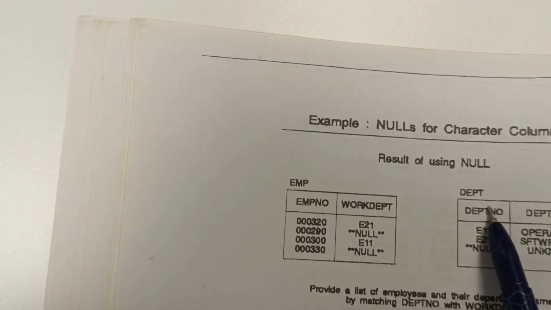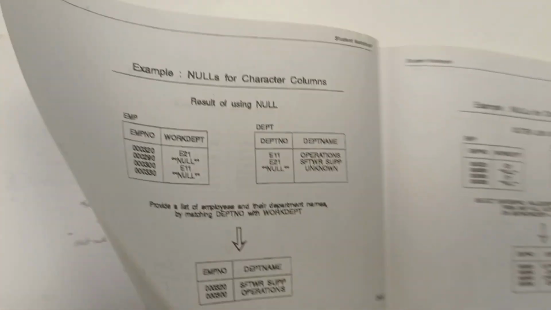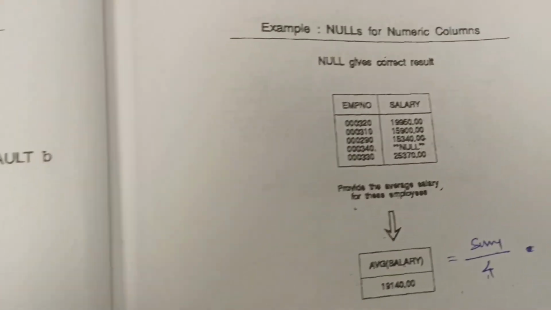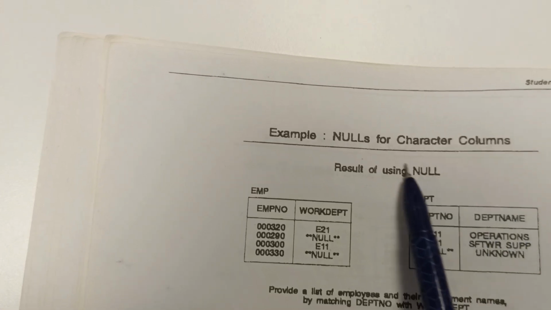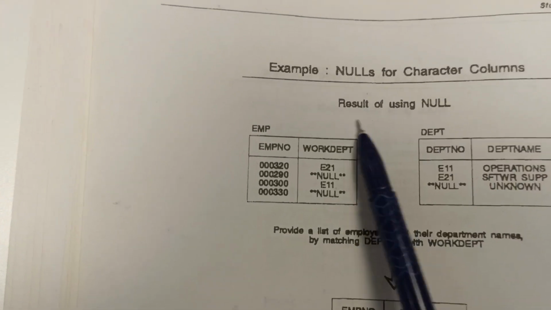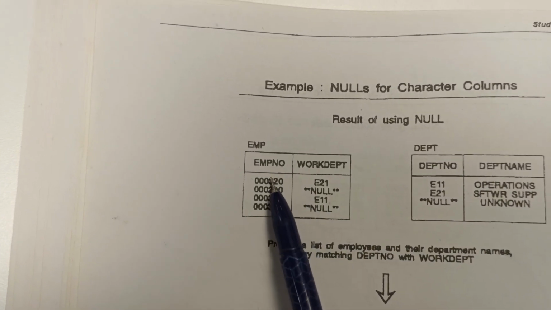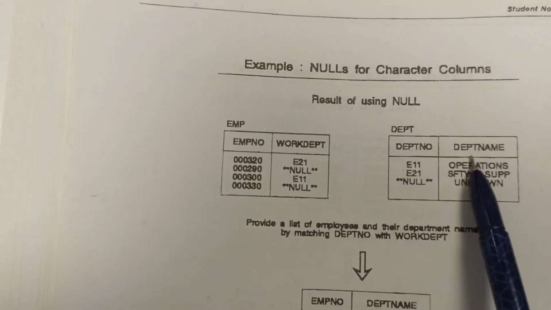And similarly for a character column. Earlier we saw a numeric column, and how nulls are calculated for it. How is null calculated for a character column? As a result of a null value, you will see employee number, work department, and department name.